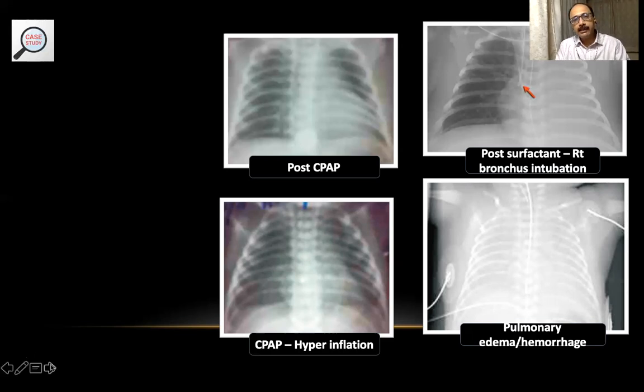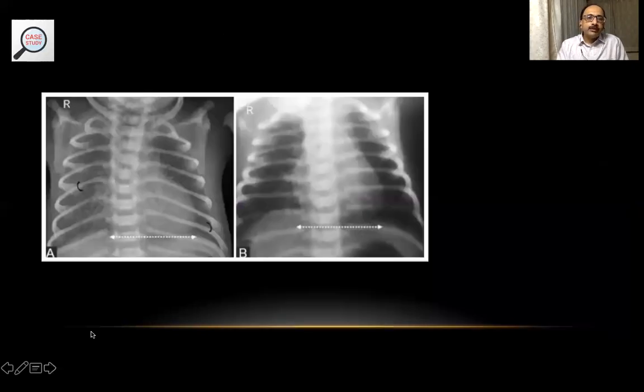So just to summarize, RDS classical features would be a low volume lung, air bronchogram, diffuse bilateral reticulogranular pattern, which is symmetrical, and in severe cases, you would get a whiteout lung. Now look at this baby. This is a baby who has respiratory distress, a term baby.